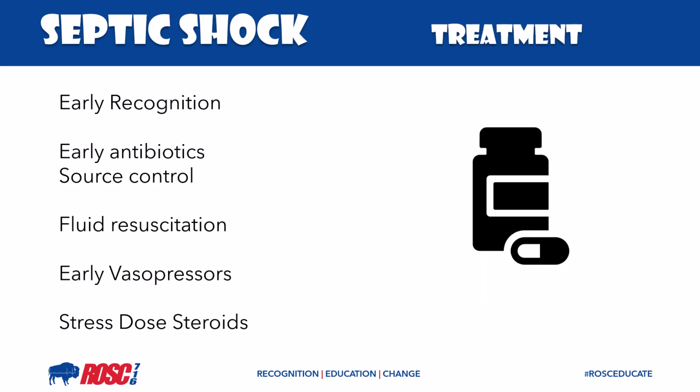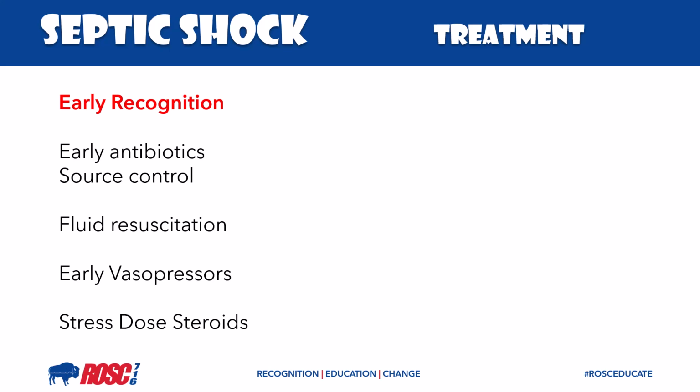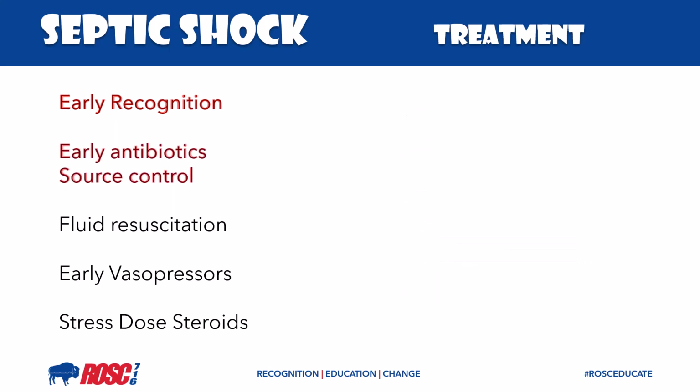Now let's talk about the treatment of septic shock. We're just going to hit the big points here since we have a whole other lecture on the Surviving Sepsis campaign. First up is early recognition. So early recognition of sepsis is paramount to treatment. We need to treat sepsis and septic shock as medical emergencies. This includes a good H&P, some solid clinical assessment, and the concurrent use of laboratory findings, diagnostic imaging, and screening tools to secure a diagnosis.